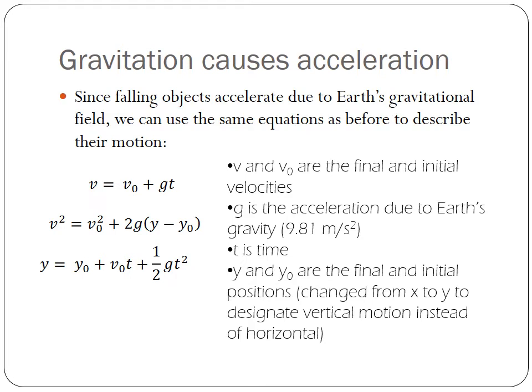t is still time, v0 and v are still the initial and final velocities, just vertical velocities. All the units are the same. The y's still have units of meters because they're still positions. And the combination of y minus y0, the final minus initial position, we can still call displacement. We call that delta y instead of delta x. Same thing.